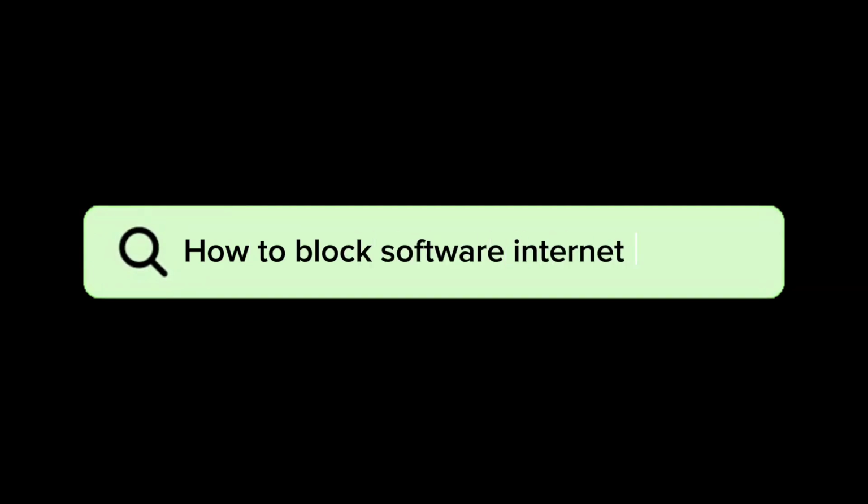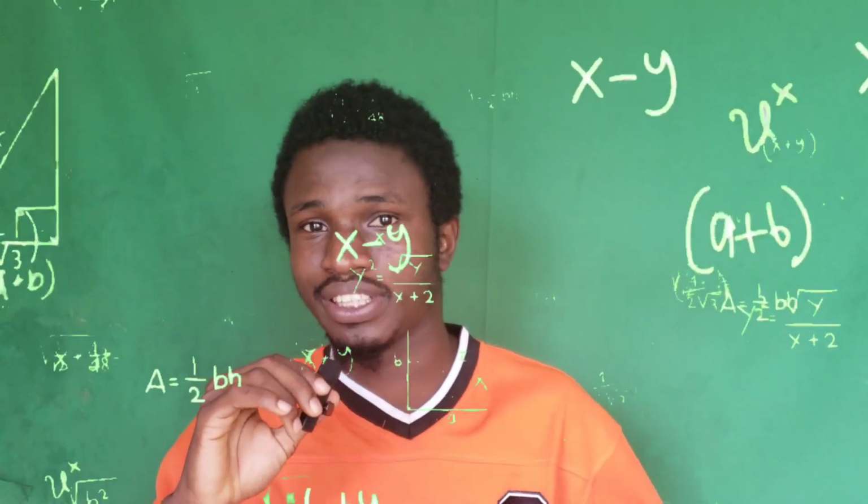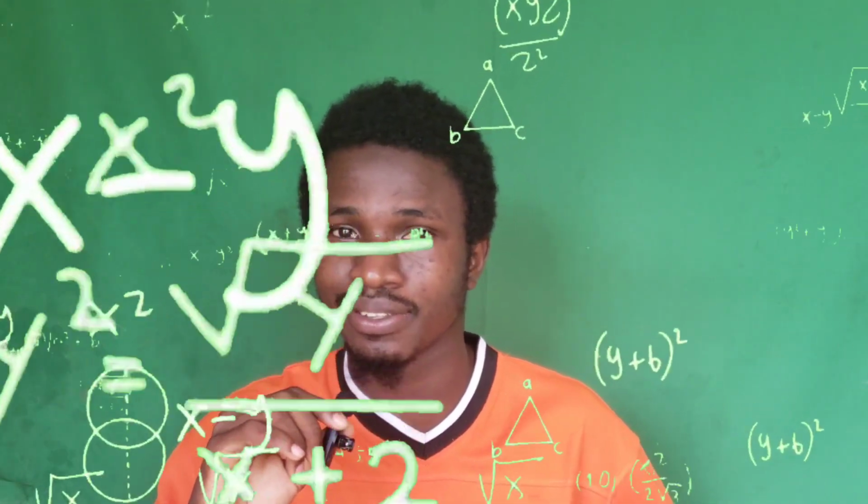So a few days ago, I received a message from one of you asking how you can block any software from accessing the internet on a PC. I think this person was having an issue with Photoshop or maybe any Adobe tool, or perhaps it could be any app. But this was something I also struggled with for a while before I learned how to do it.